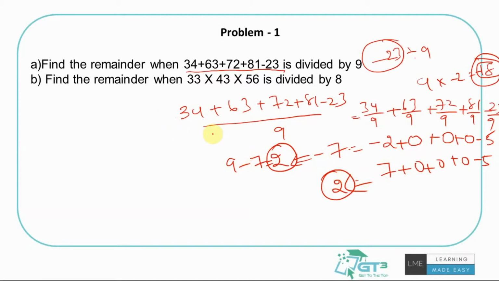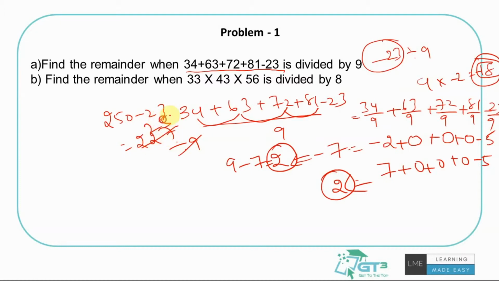Right, to give an understanding, let's add everything and check it. So 34 plus 63 is 97. 97 plus 72 is 169. 169 plus 81 is 250. 250 minus 23 comes to 227. Right? When I divide it by 9, 9 2s are 18.